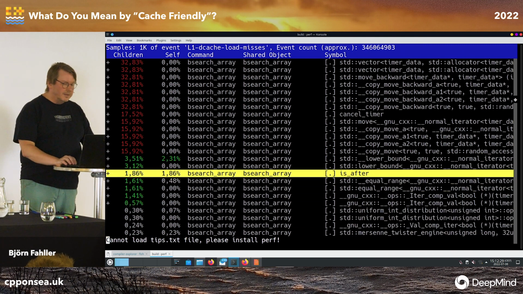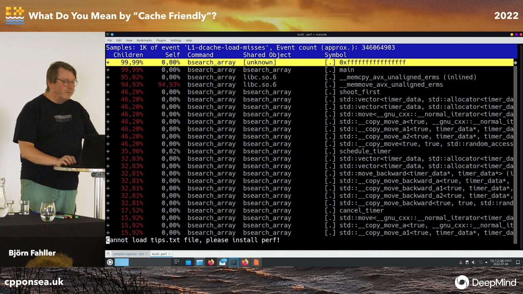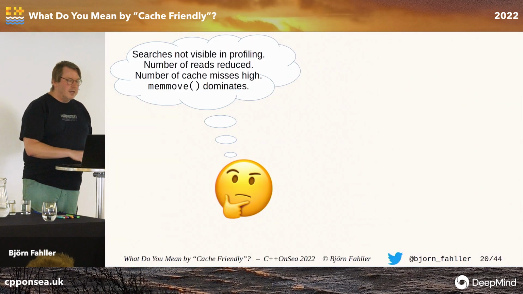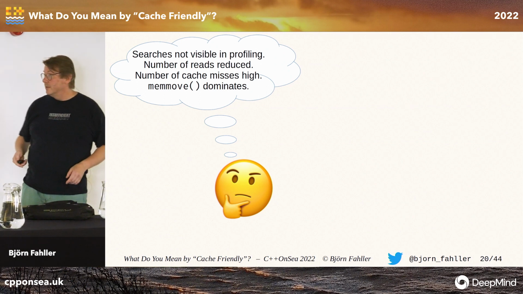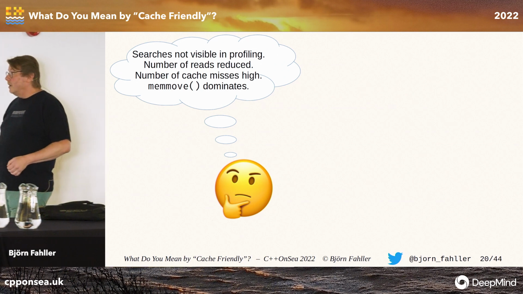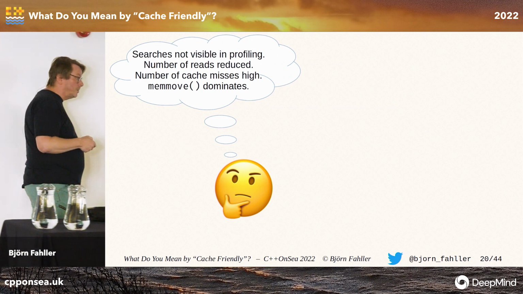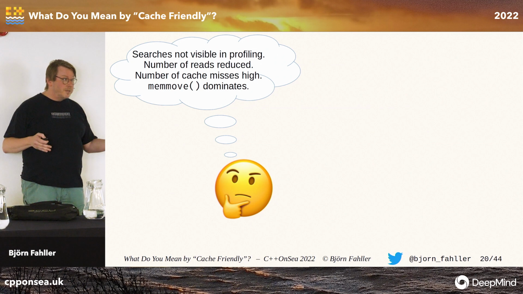Yeah, 1.86%. That is a rounding error. It's nothing. So yeah, memmove. This program does memmove. That is what it does. So the searches are basically not there, the binary search, even though I'm actually looking at where I have the cache misses. But the number of cache misses are high, and as we saw, memmove dominates, so the next logical step is, of course, to write a faster memmove, right?